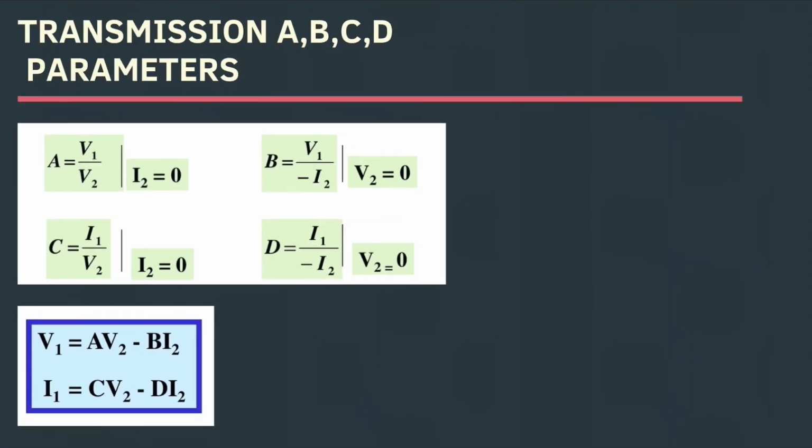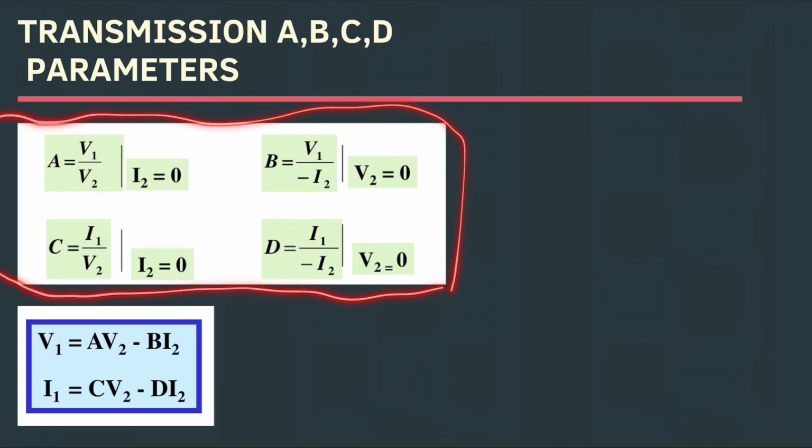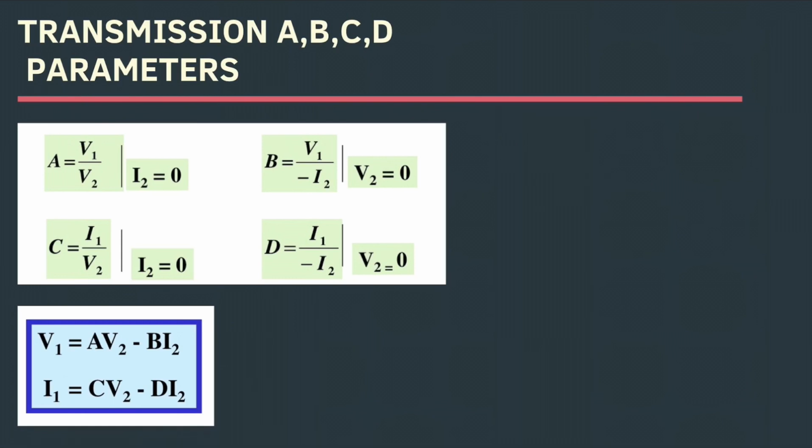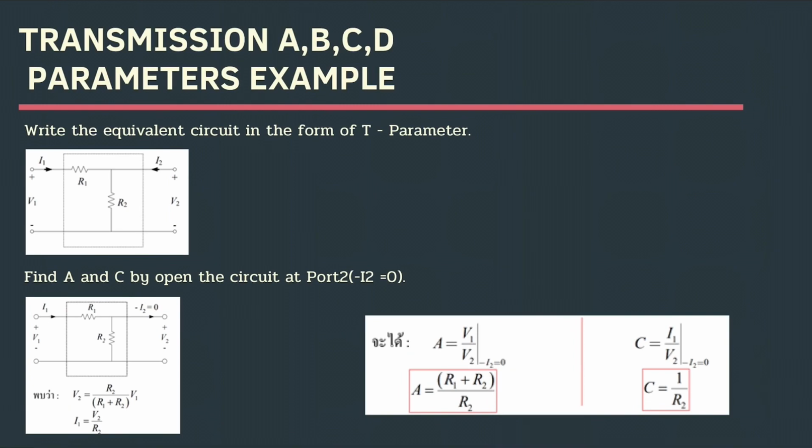And next we will talk about transmission ABCD parameters. We will find the equations from this figure: V1 equals A V2 minus B I2, and I1 equals C V2 minus D I2. And for the transmission ABCD parameter example, write the equivalent circuit in the form of G parameters.